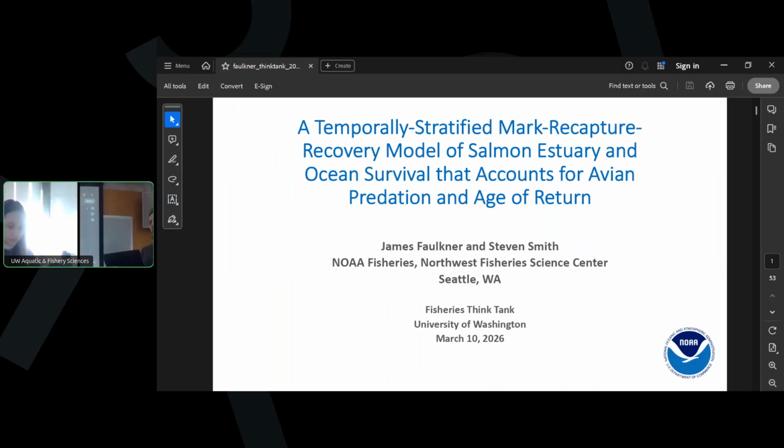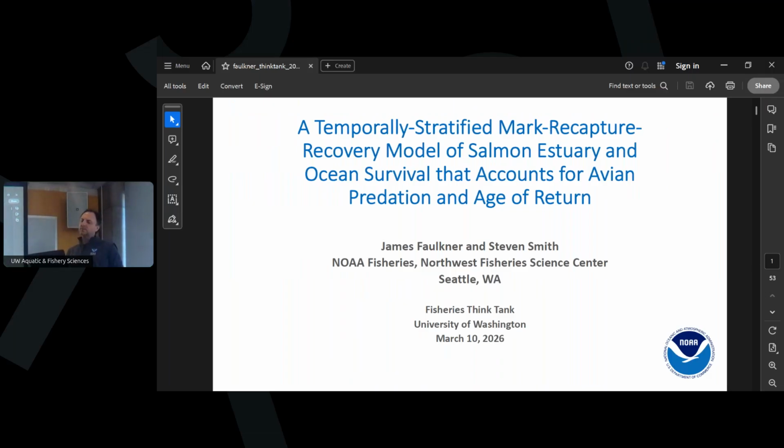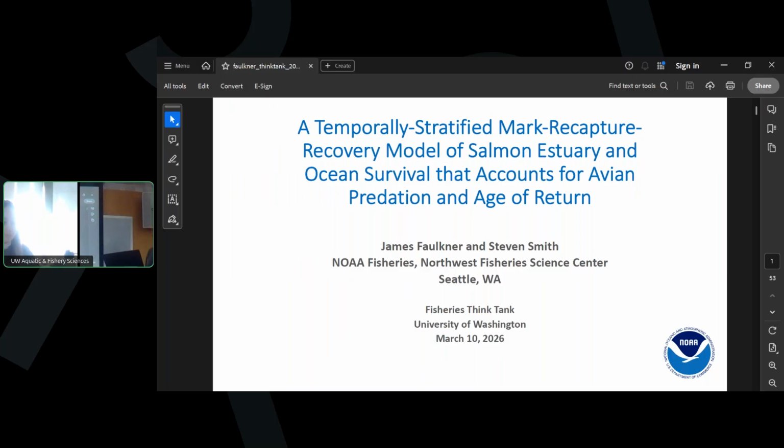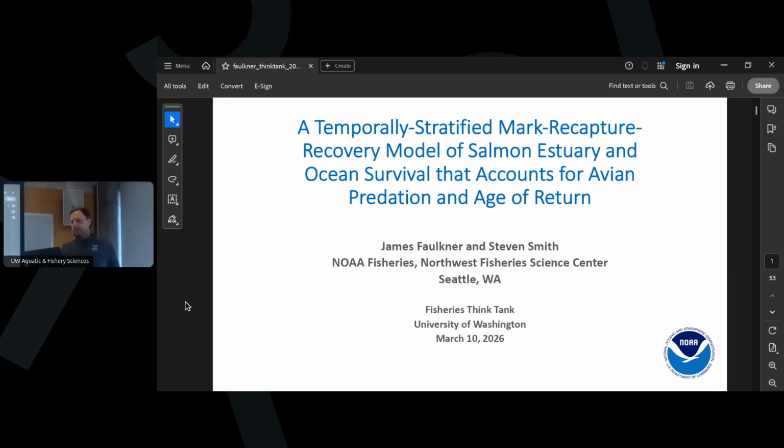Approach that uses some statistical techniques or tricks, or whatever you want to call it, to separate out, partition survival in the river and estuary from the ocean. Go to the next slide.